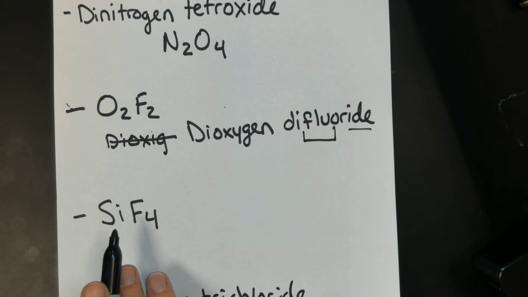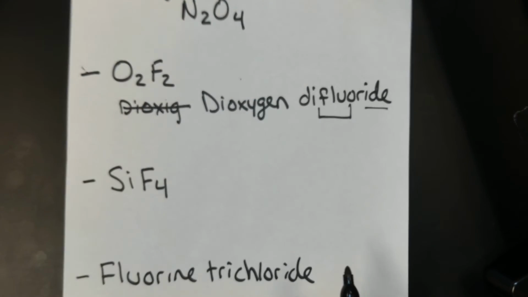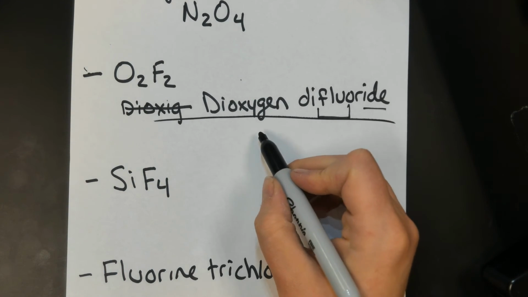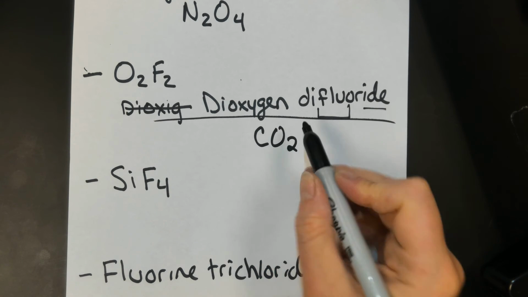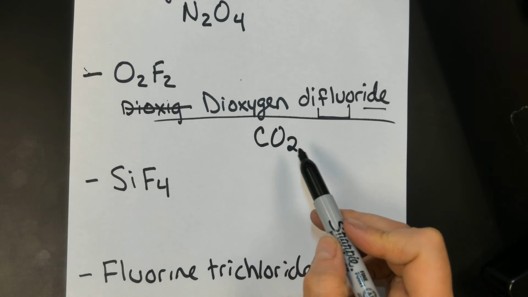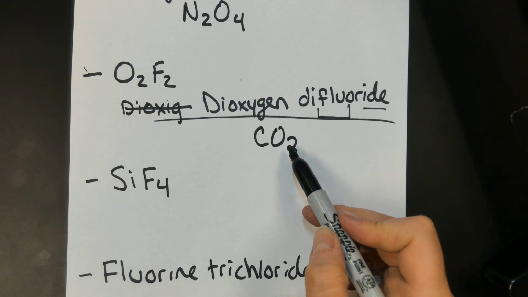So we have the same issue here, right? So always go back to the compounds that you do know how to name. So we're going to do a little side quest here. We know CO2 is carbon dioxide, right? So carbon, we didn't change the name carbon, and dioxide, so we know it ends in "ide." So always go back to something you know.